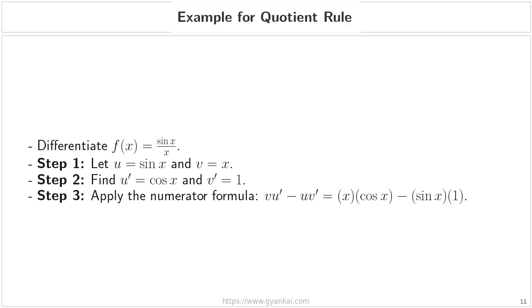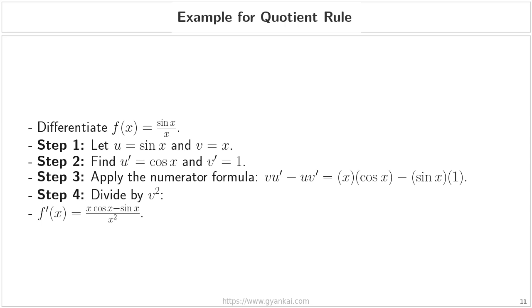Now we move to step 3, where we apply the numerator formula. Remember, the order here is critical. It is the denominator times the derivative of the numerator, minus the numerator times the derivative of the denominator. Substituting our values, we get x times cosine x minus sine x times 1.